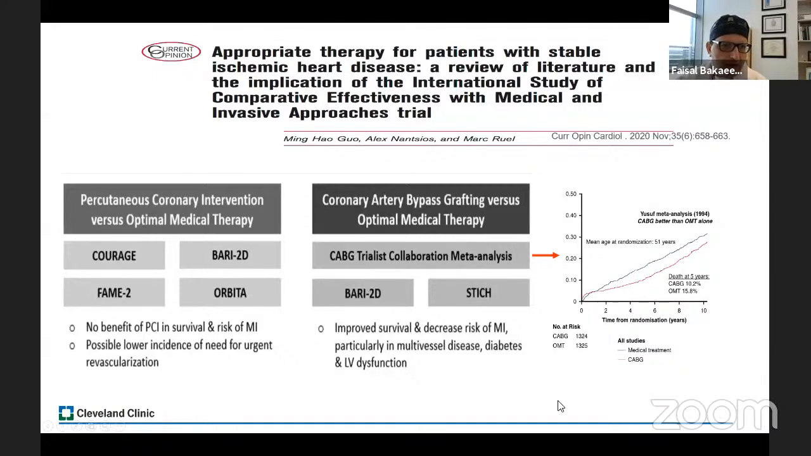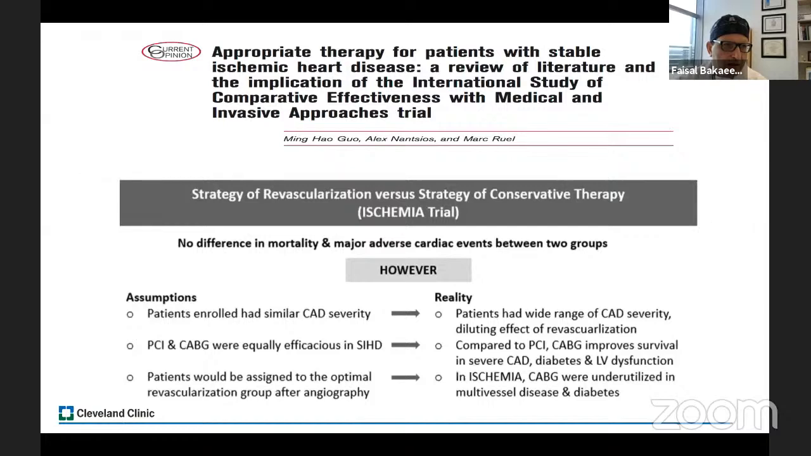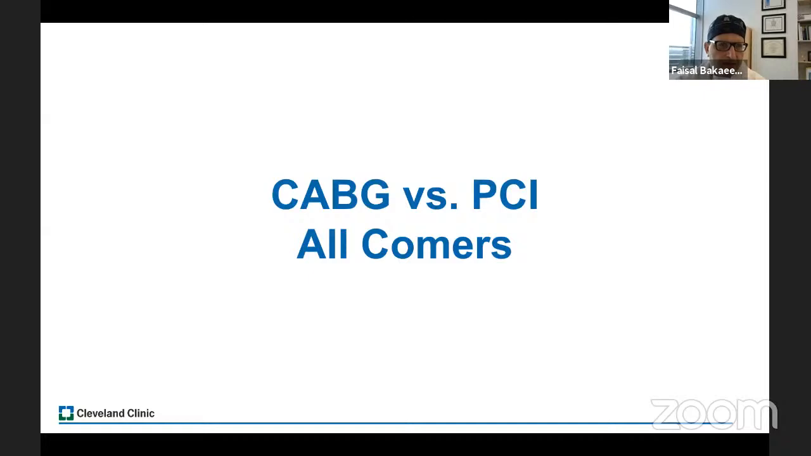With regards to CABG, we know from multiple studies that CABG offers a survival advantage. And this is the ISCHEMIA study. The ISCHEMIA study did not differentiate between PCI and CABG, and only the minority of patients received CABG. So you can't really draw conclusions about the role of CABG. But suffice it to say that again, in a stable situation, especially in patients with a heavy atherosclerotic burden, CABG seems to be superior to PCI, and it's definitely superior to optimal medical management.